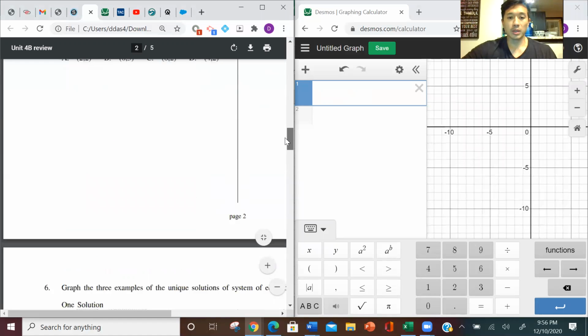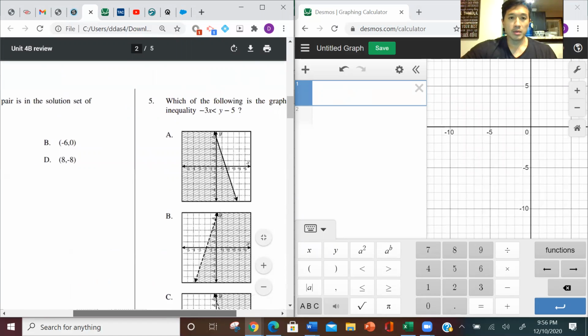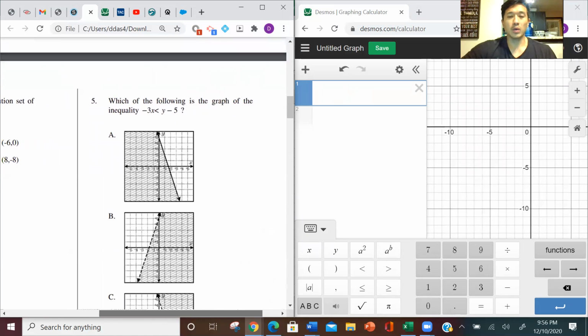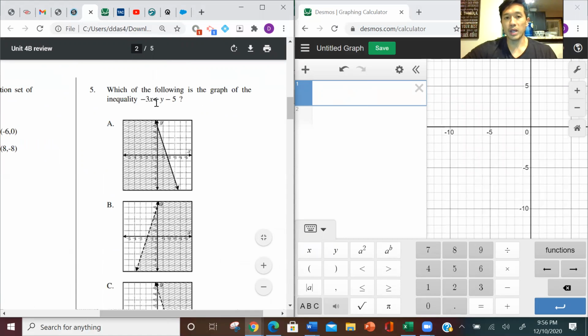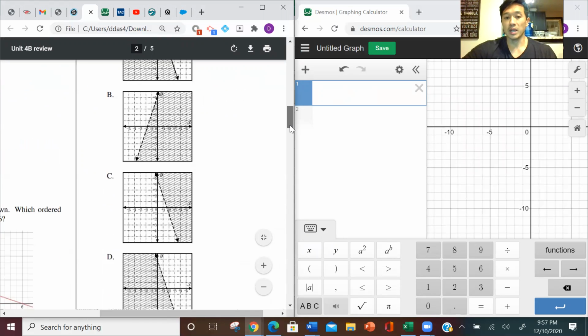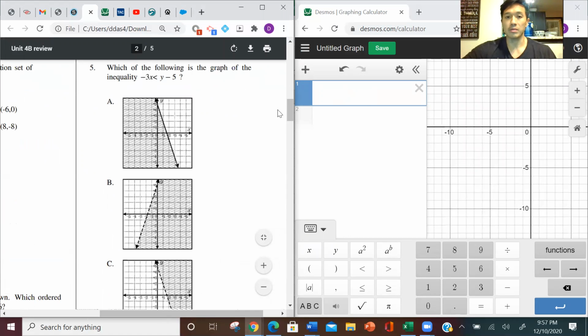Going on to number 5. Which of the following is the graph of the inequality? Very simple. Take this and plug it into Desmos and see what you get. Match the right graph. Obviously, we have a less than symbol here. What does that mean? It's not going to be solid. It's going to be a dashed line, so B, C, or D. So you can easily cross out A.